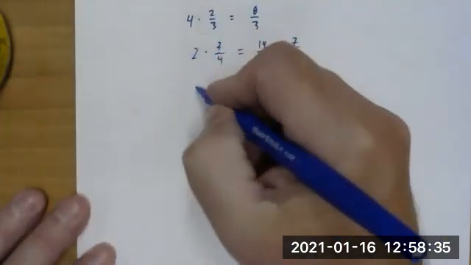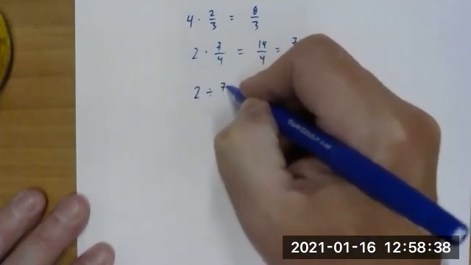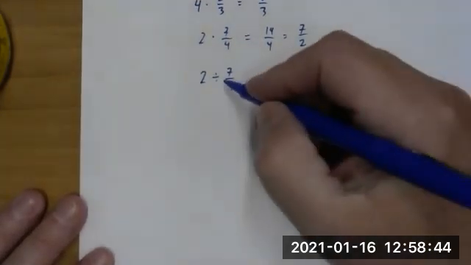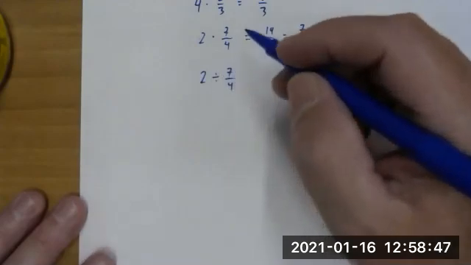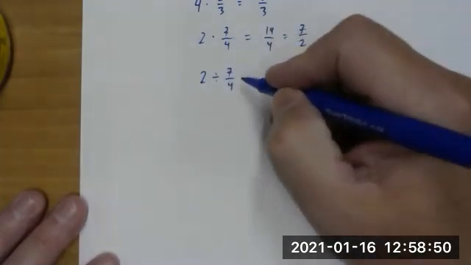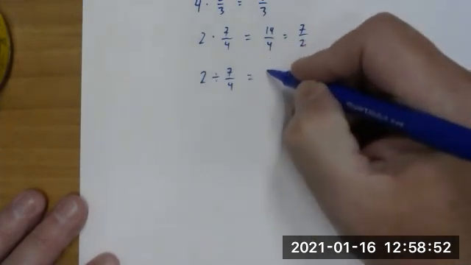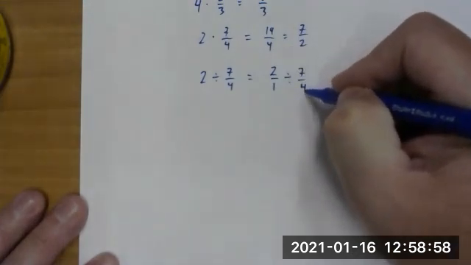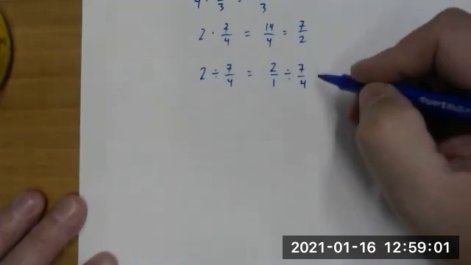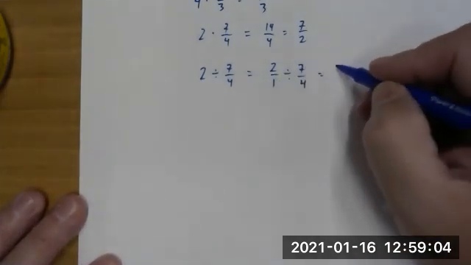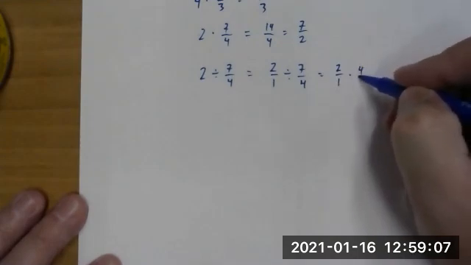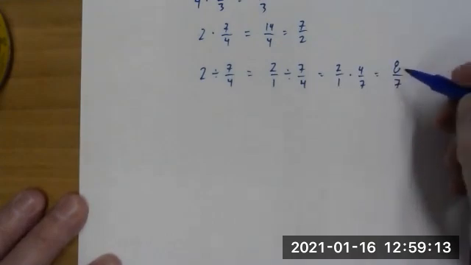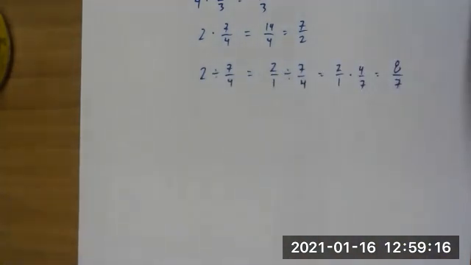Just for fun, what would happen if you have 2 divided by 7/4? Here, the shortcut is not so simple. What you would do, once again, turn the 2 into a fraction. So we have 2 over 1 divided by 7/4. But of course, whenever we divide fractions, we multiply by the reciprocal. So when you get all done, 2 divided by 7/4 is 8/7.